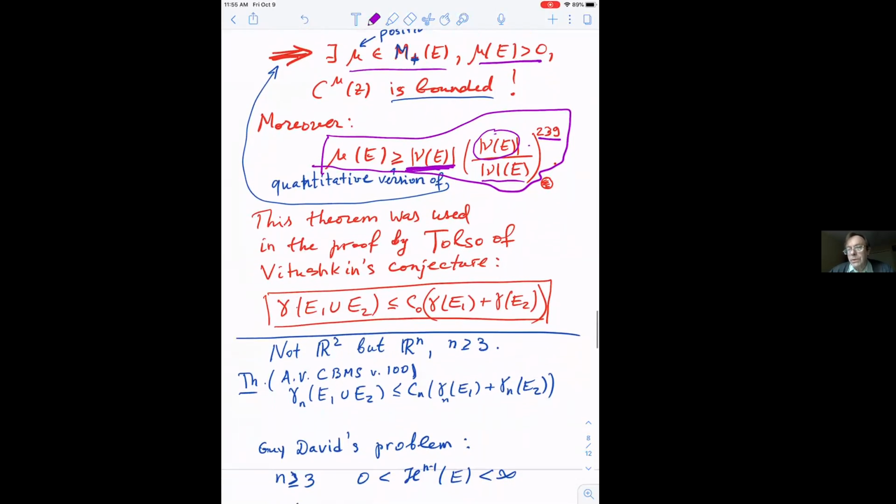But this estimate was good enough for Xavier Tolsa to use it to prove the very famous Vitushkin's conjecture. Vitushkin was interested in analytic capacity from his approximation research, and he needed this property: semi-additivity of analytic capacity. You see, the usual capacities which we're used to have positive kernels, and then semi-additivity follows from the definition immediately.